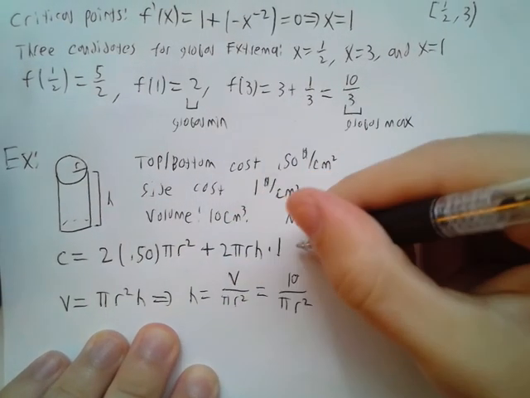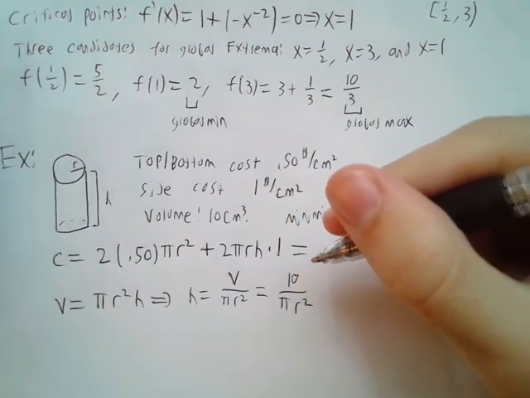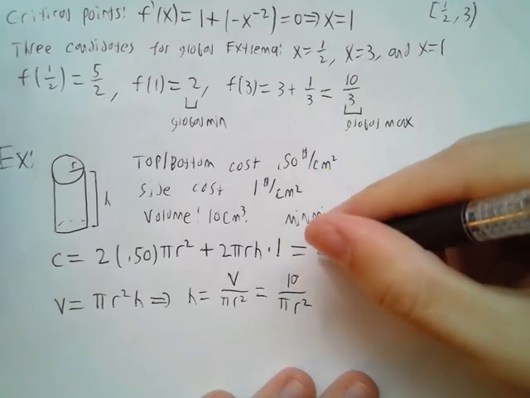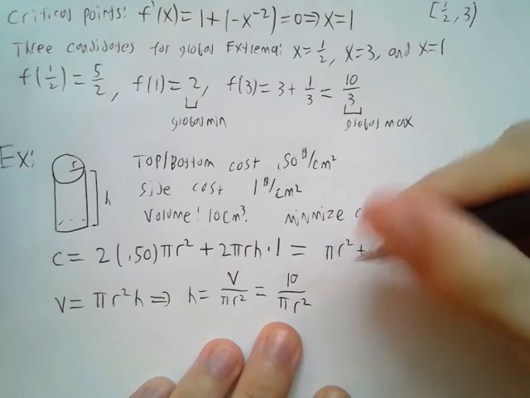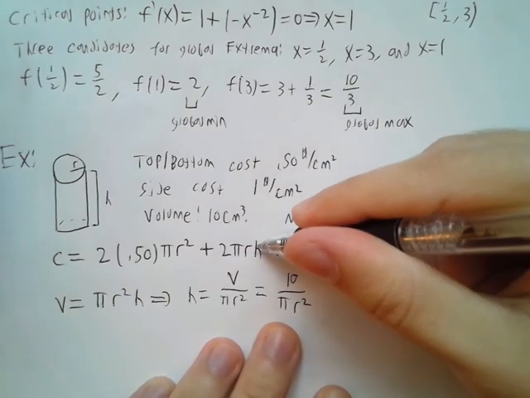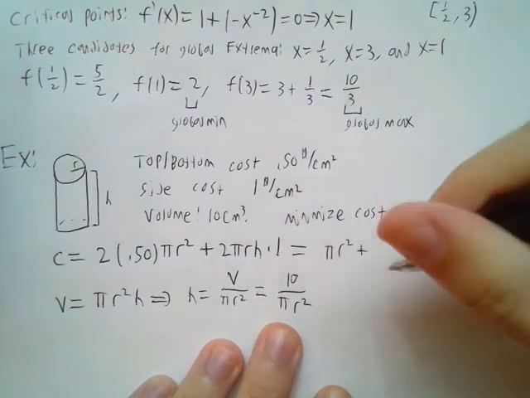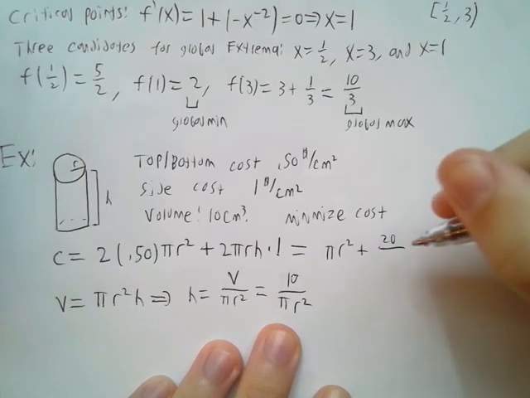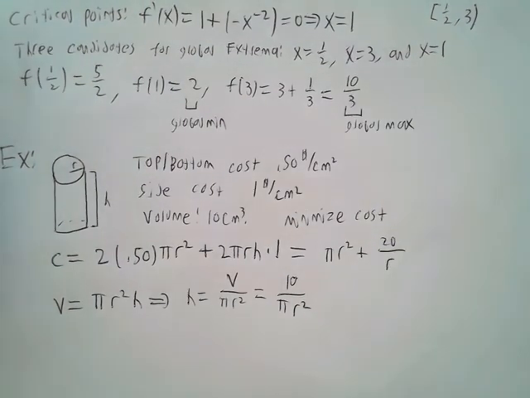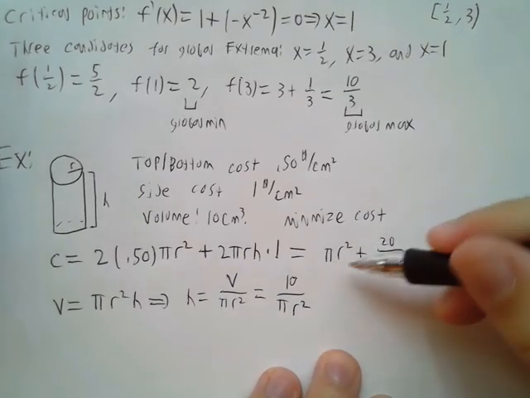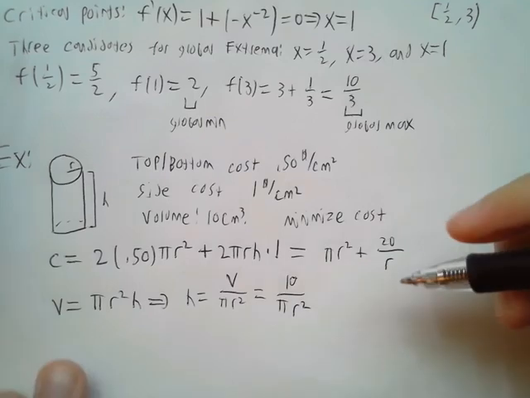So if we plug this back into our equation up here, that means that c is equal to pi r squared plus, if we plug in this for h, it looks like we'll get 20 divided by r. So now that we have this, we can take the derivative, find the critical points, and so on.